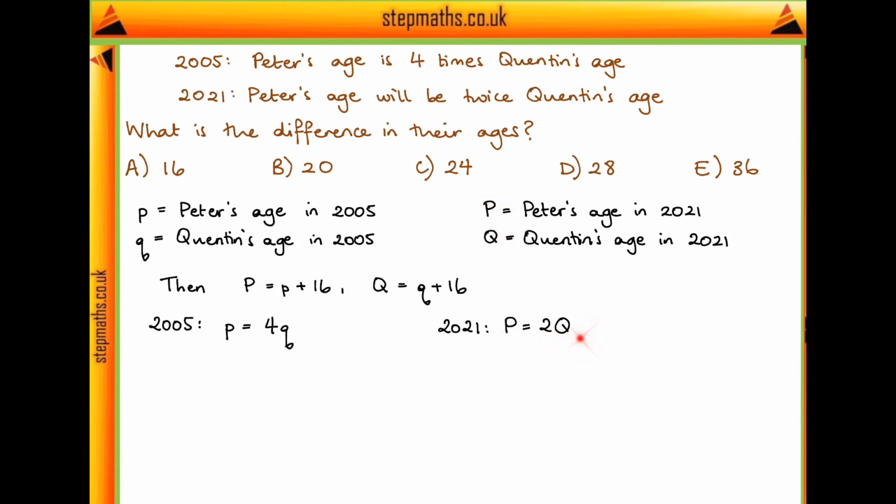And we can write this capital P and capital Q in terms of little p and q, so that we've only got one set of unknowns that we have to work with. Okay, and how do we write what we want to find in terms of P and Q? So we want to find the difference in their ages, so we're just wanting to find P minus Q.